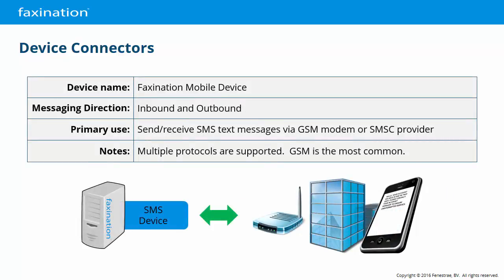The Faxination mobile device connector allows you to send and receive mobile SMS text messages via a hardware device, such as a GSM modem, or via an internet protocol to a short message service center, or SMSC. The main distinction between the two types of interfaces is speed, with a hardware GSM modem capable of about 3 messages per minute, and an internet-based service capable of 12 messages per second or even more. Most implementations of this connector are for outbound messaging for applications such as mobile alerts or reminders. Inbound routing is not as flexible as it is with fax, but it's still possible.